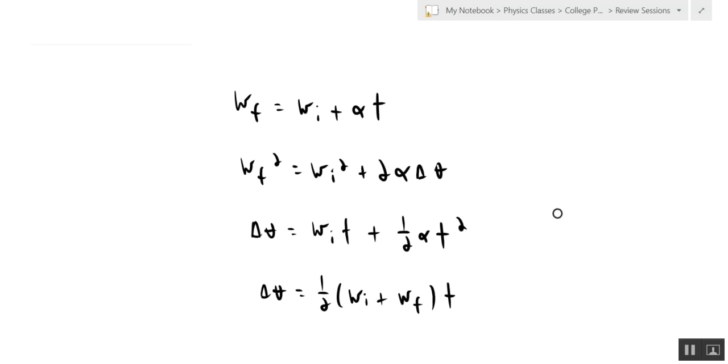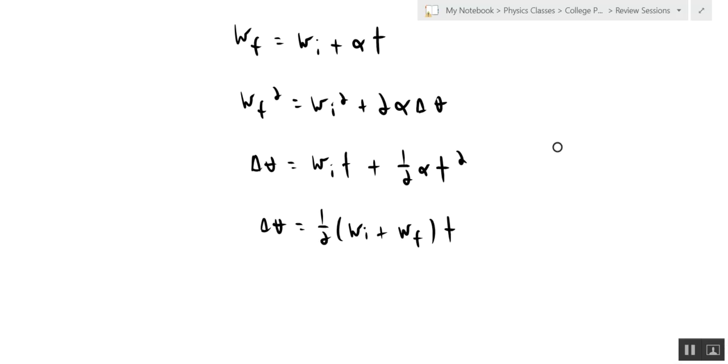Okay, so you're given how fast it's originally spinning. So what is that? It's omega i, right? You're also given how fast it's spinning at the end, which is omega f. You're also given a time, so it's t. And I'm asking for how many revolutions, right? So what am I trying to find out of these variables? What do you think the revolution was? Delta theta, right? Something related to delta theta.